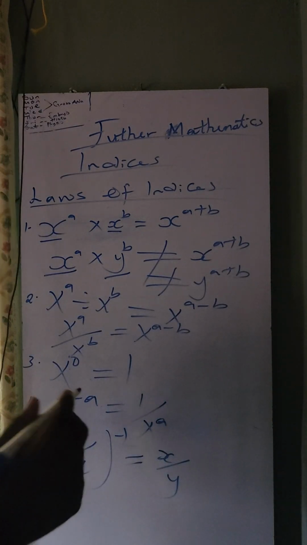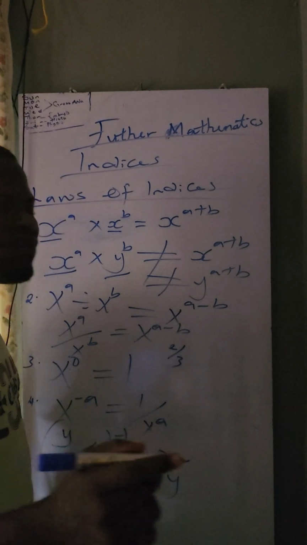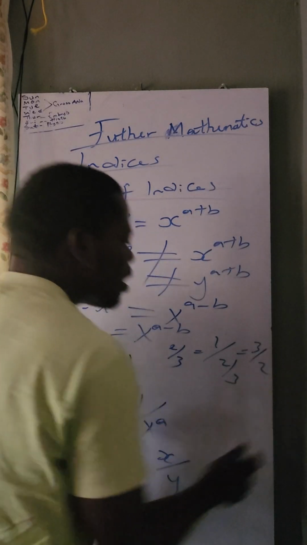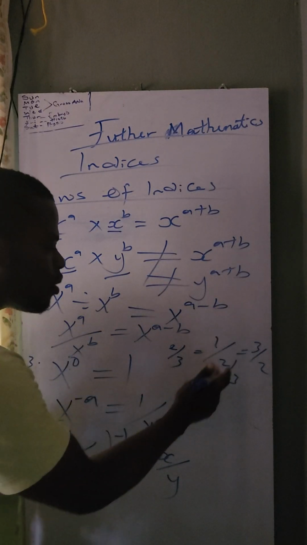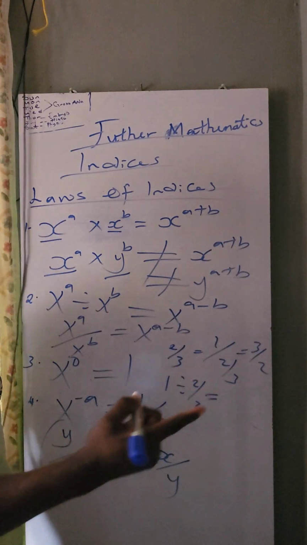Am I communicating? What do I mean by inverse? For example, take 2 over 3. The inverse of 2 over 3 is 1 over 2 over 3, and that equals 3 over 2. How will this give me 3 over 2? It is 1 over 2 over 3, which must be 1 divided by 2 over 3. And we all know that division changes to multiplication.